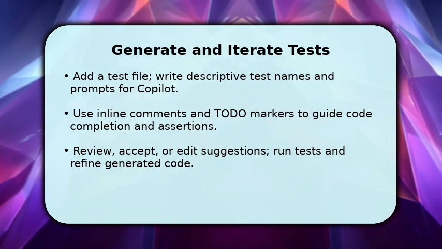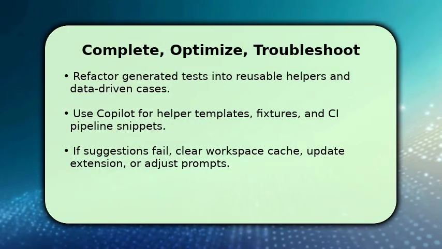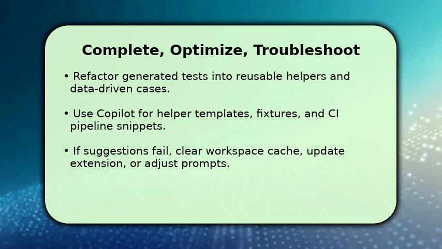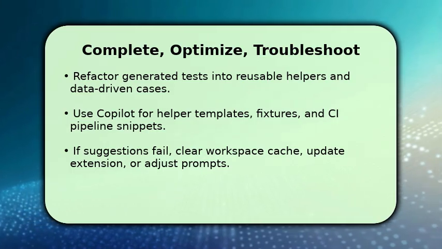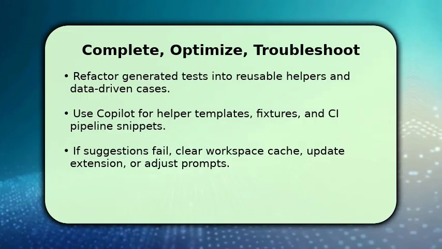You finish by consolidating and optimizing. Refactor duplicated steps into helpers and data-driven cases, then use Copilot to scaffold fixtures and CI scripts for GitHub Actions. Make sure to lint and format code so future suggestions match your style.